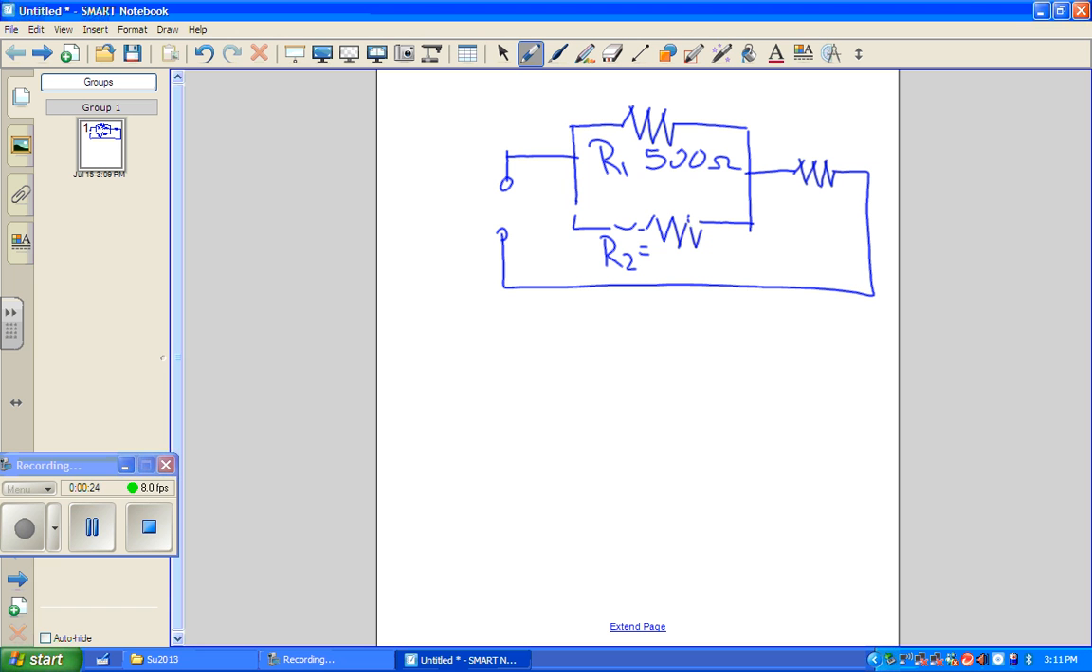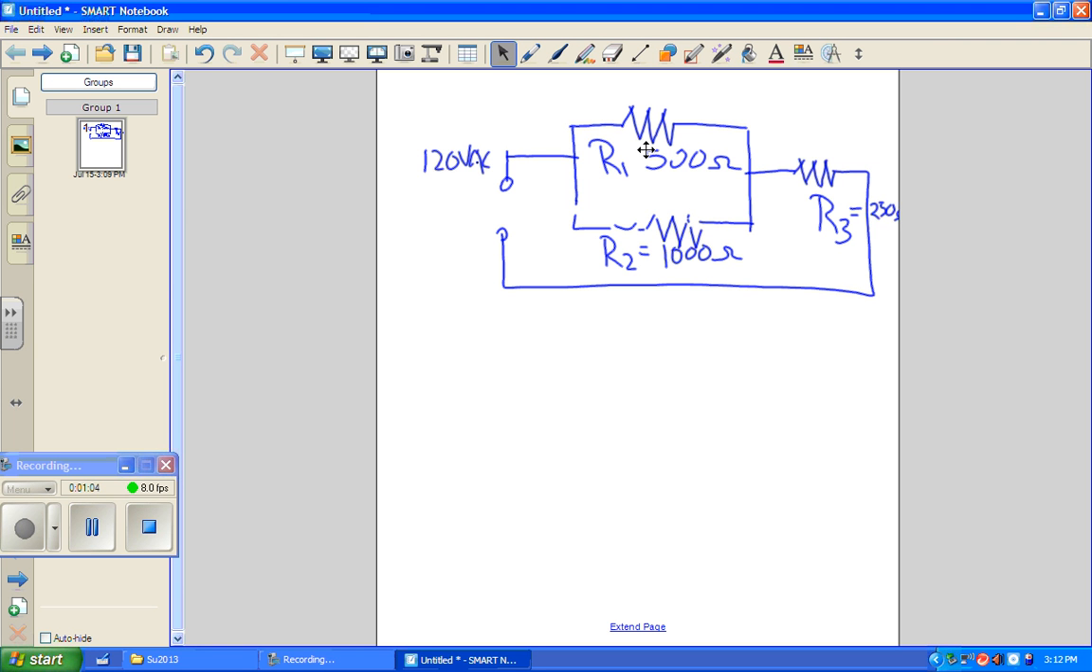Let's say this has 1,000 ohms. We're going to say R3 is 250 ohms. And we're going to say we have, what, 120 volts AC on this circuit. Although this is DC theory, we'll talk about a couple AC problems.